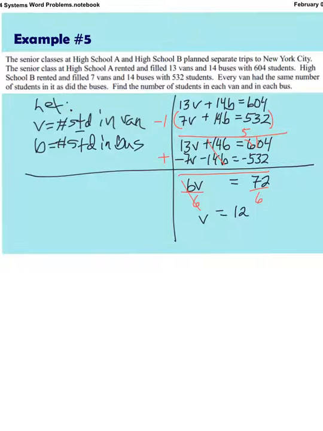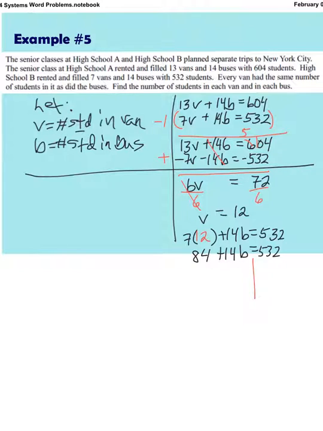So now I need to sub this into one of the original two equations. I like the second equation because it's smaller numbers. So I'm going to use that second equation. And I have 7, and instead of V, we're putting in 12. Then plus 14B equals 532. So then 7 times 12 is 84, plus 14B is equal to 532.